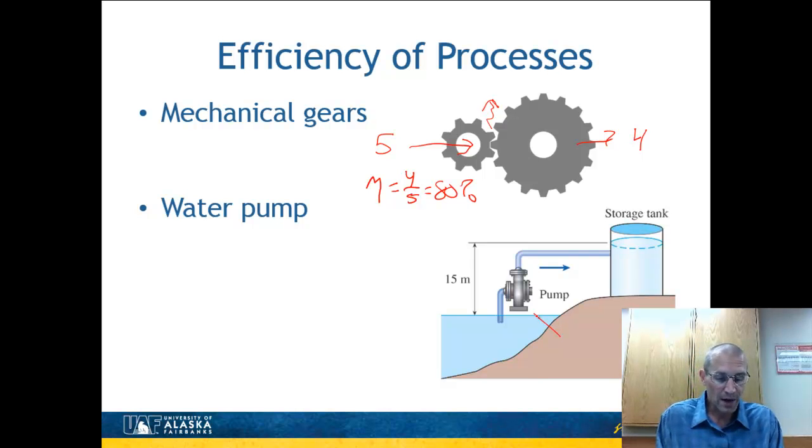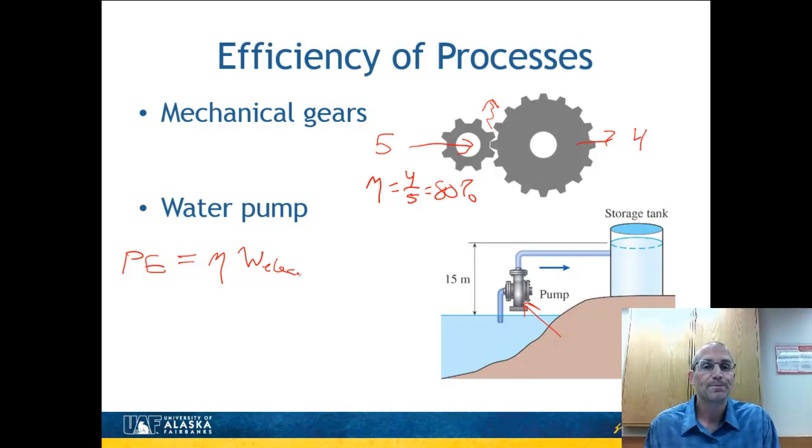At the bottom I show another example where we have a water pump. We're putting energy into the water pump in order to increase the potential energy of this water. So what we're desiring is a change in potential energy, and we're having to put energy into the pump. So this pump would have an efficiency. The change of potential energy would be equal to the efficiency of my pump times any electric work that I put into that.